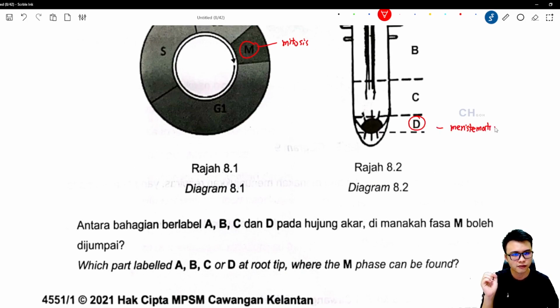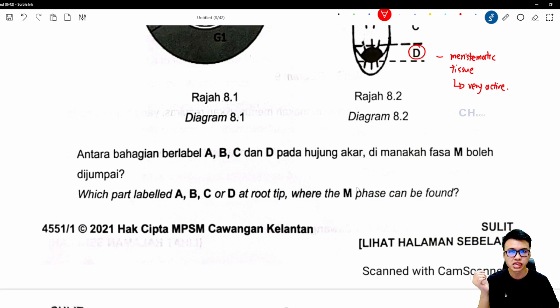Meristematic tissue. Okay, what's so special about this cell? All these tissues are very active in cell division. That's why you can see M phase can be found quite frequently in region D.